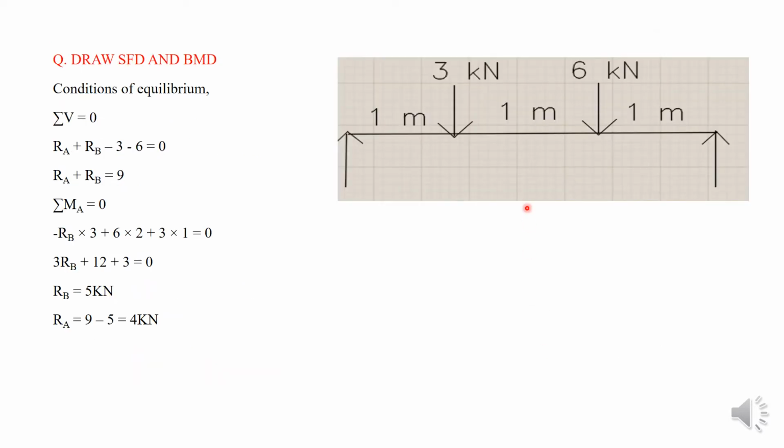Now draw SFD and BMD for this simply supported beam which is carrying point loads 3 kN and 6 kN and the total span which is 3 meters. So before moving on to SFD and BMD, solve for RA and RB. So this point is A and this point is B. So RA plus RB is equal to 3 plus 6, that is 9 kN. Now sigma MA equal to 0 implies minus RB into 3 plus 3 into 1 plus 6 into 2 is equal to 0. And from that you will get RB equal to 5 kN and RA equal to 4 kN.